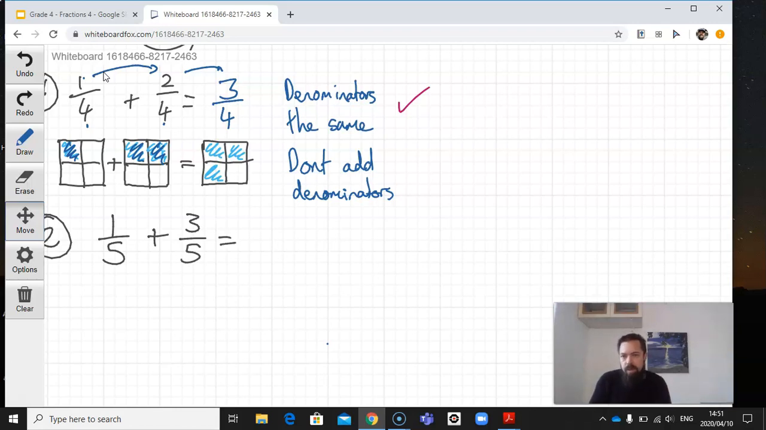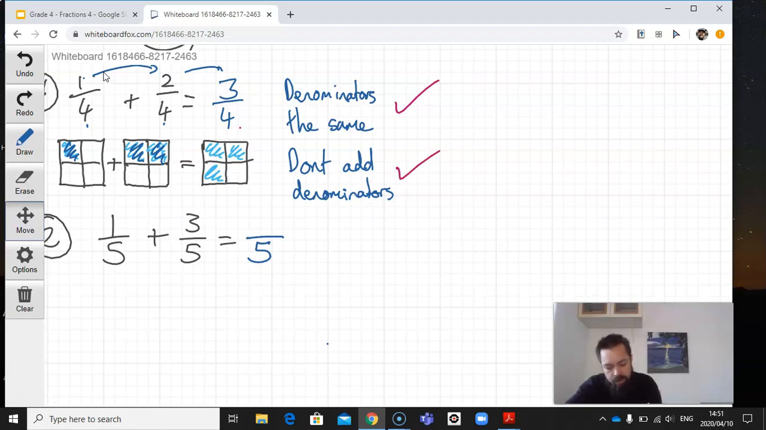So remembering, let me check the rules again. With the first one, we also didn't add the denominators. So checking my rules. First up, the denominator is the same? Yes, the denominators are the same, so we can check that. Let's look at our second rule. Second rule, don't add the denominators. We're going to keep that the same because we're looking at fifths. Yes, we can tick that rule.